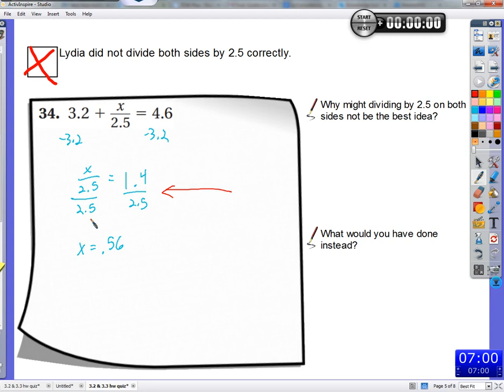So the reason why it's not good is because it doesn't cancel. It doesn't cancel the 2.5 that we're trying to cancel out. What does it do? What do you get if you divide x over 2.5 by 2.5? You did do that.